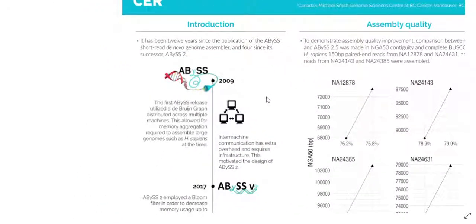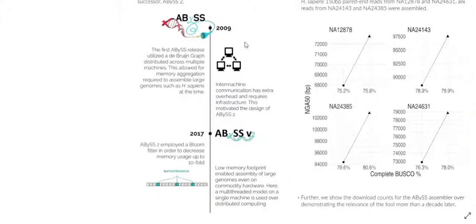It has been about 12 years since the initial publication of the ABySS assembler and about 4 since its successor, ABySS 2. In the initial release, the de Bruijn graph data structure, which is used for assembly, was distributed across multiple machines. The idea here was to aggregate the memory of these machines, which was at the time required to assemble large genomes such as Homo sapiens. Now, this model required inter-machine communication, which has extra overhead and requires infrastructure. So you would want high-speed connection between these machines in order for them to work efficiently.